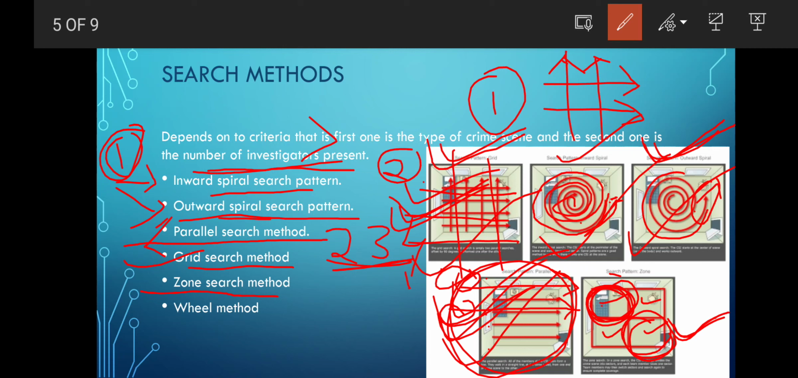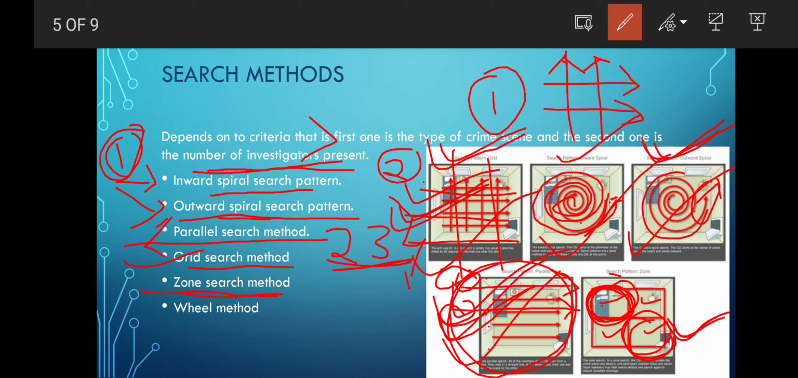Okay, this zone search method is used when the crime scene is big, meaning the area is not in a room but an outdoor crime scene, like a crime scene happening at the beach area or outside in an amusement park.